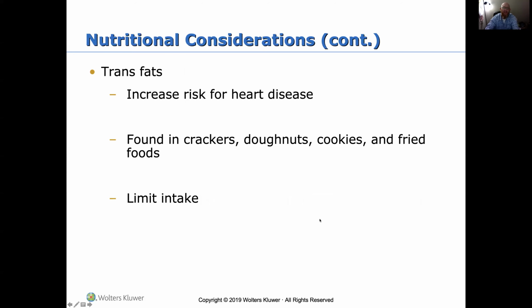Trans fats increase the risk for heart disease. They're found in crackers, donuts, cookies, fried foods, all the things that you can look at that name right there. You're talking tons of carbs, trans fat, unhealthy, weight gain. You want to limit your intake of those things. We're talking about cardiovascular issues here, so taking in items that increase the risk for heart disease is not a good idea.